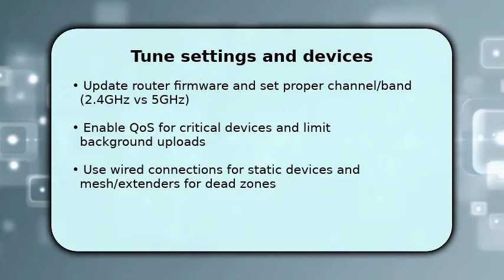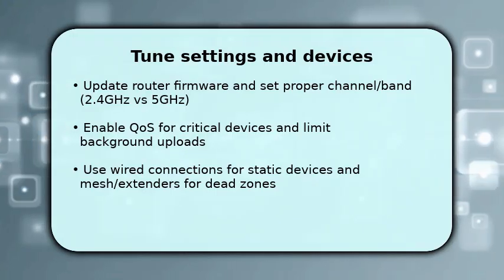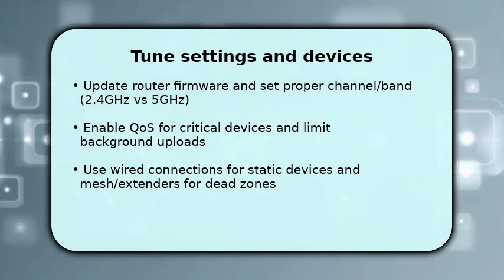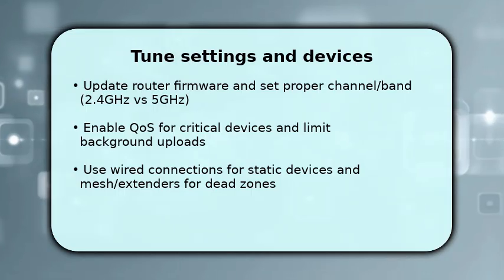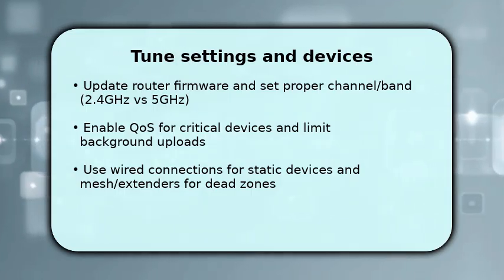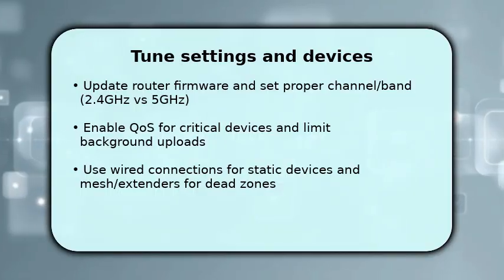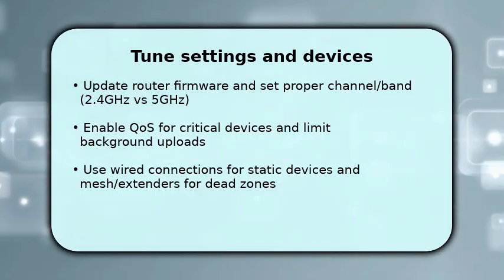You should update router firmware first to fix performance bugs, then switch bands. Use 5 GHz for capacity and 2.4 GHz for range. Scan for congested channels and pick the clearest one, and enable automatic channel selection if available.